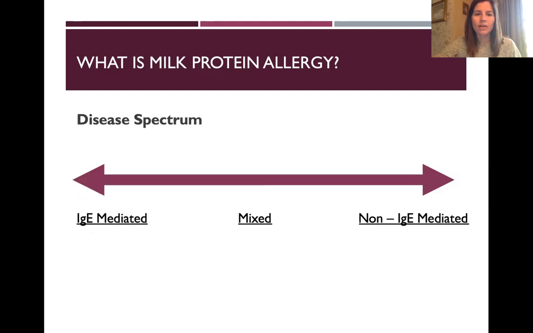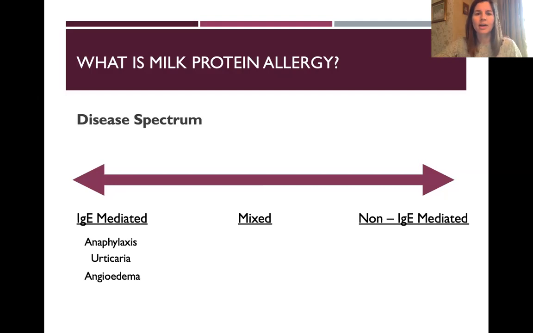So there are three broad categories encompassing how the body reacts and the immune response when it is exposed to milk protein. There are the IgE mediated diseases and responses, there's a mixed category, and then there are non IgE mediated diseases. For the IgE mediated processes, when the body is exposed to milk protein and there is an allergy, these include anaphylaxis, urticaria, and angioedema.